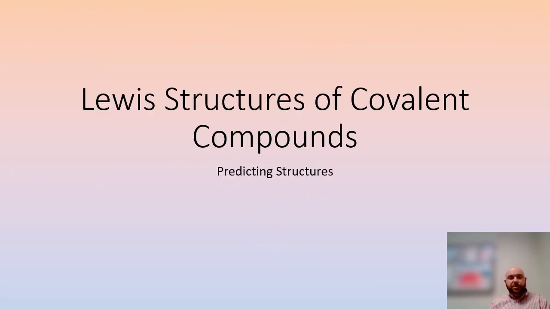When it comes to Lewis structures, for the most part, the ionic ones are pretty simple. You just determine what the structures or symbols of the ions you have are, place them beside each other, and indicate the number of each.